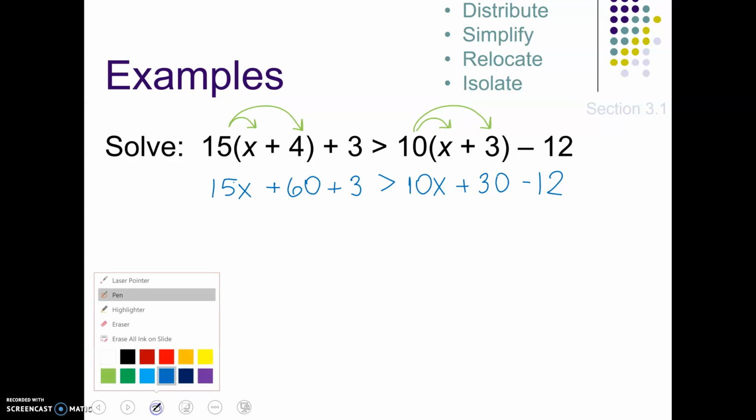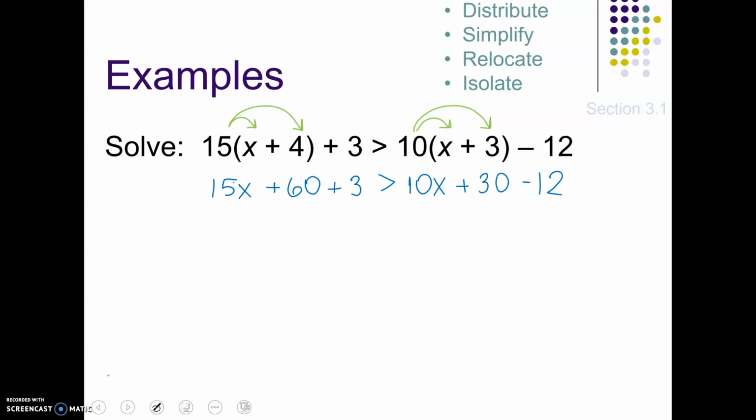Now what we can do is see if there's any simplifying to do. So we're looking for like terms. On the left side, I can see that there's a 60 and a 3. Those are both like terms. They're both constants. And same on the right, I see a 30 and a negative 12. Those again are constants. They are like terms. So let's go ahead and clean up these sides by combining those like terms. So 60 plus 3 will give me 63. And then on the right, 30 minus 12 will give me 18.